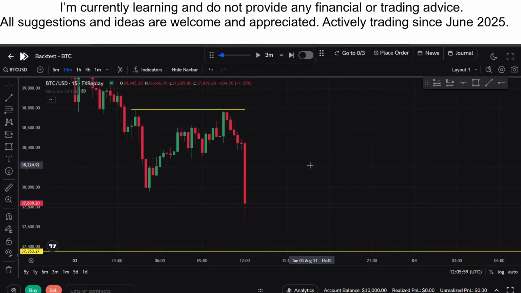I made a very good decision. I took a very good decision of waiting for the confirmation. See this candle.